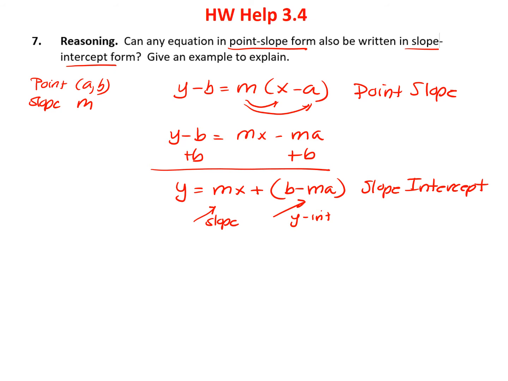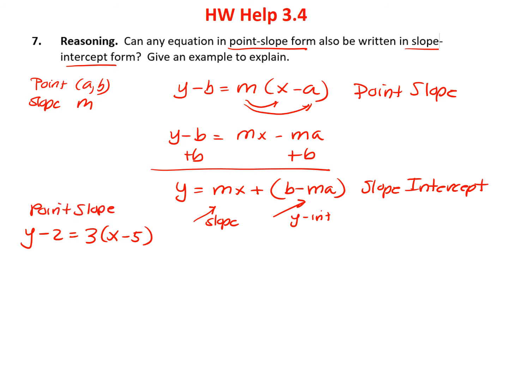So that's generic. Let me just pick a number to show you again how this might work. Let's suppose I picked a point like this. y minus 2 equals 3 times x minus 5. Okay, that's point slope.